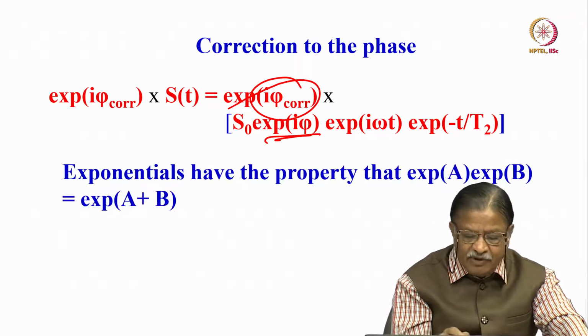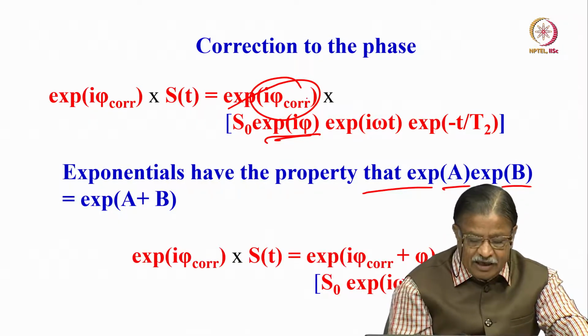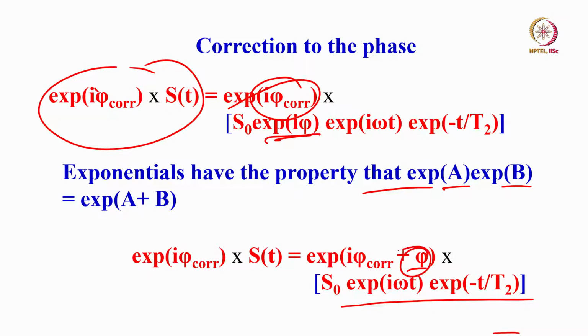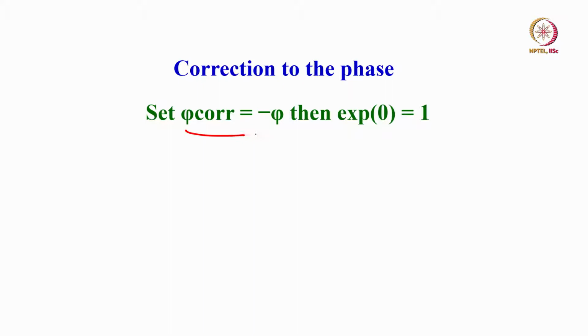Now exponential has the property: exponential a into exponential b equals exponential a plus b. If I take this function and multiply by the exponential correction factor, I get exponential of the correction factor plus the phi error, into this function. Logically, if the correction factor is exactly opposite of this phase error, you will remove the error. There won't be phase error at all. So set this phi correction equal to minus phi.